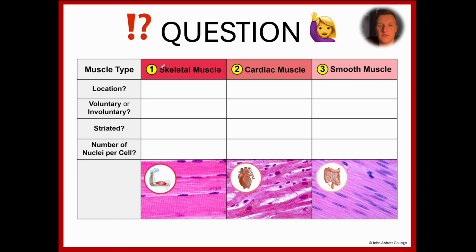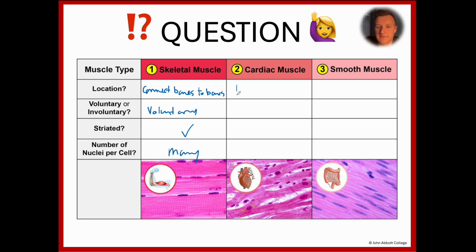All right, so skeletal muscle location. It connects bones to bones. So they're on from one bone to the other. So bones to bones, right? They're on our skeleton. It's voluntary, right? Voluntary. Is it striated? Yes, it is. Take a look over here. And the number of nuclei per cell, many, right?